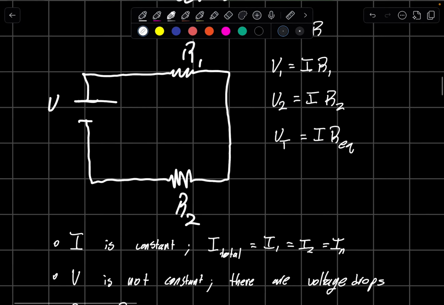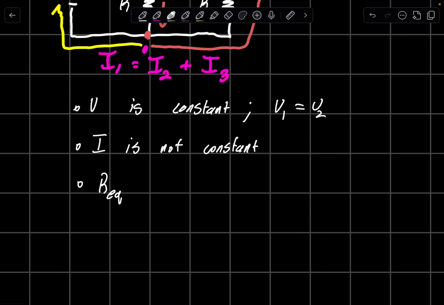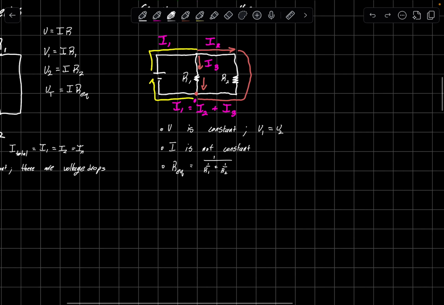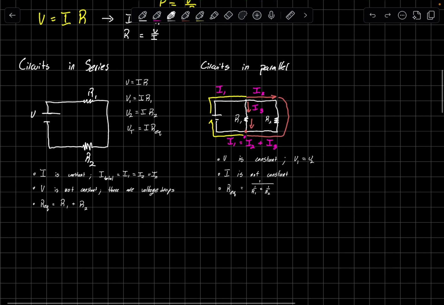Now, this might look weird. But the equivalent resistance in a parallel circuit is the reciprocal of the sum of reciprocals. That's how I remember it. So it's 1 over, 1 over R1 plus 1 over R2 plus 1 over whatever, however many parallel resistances there are in that section of the circuit.